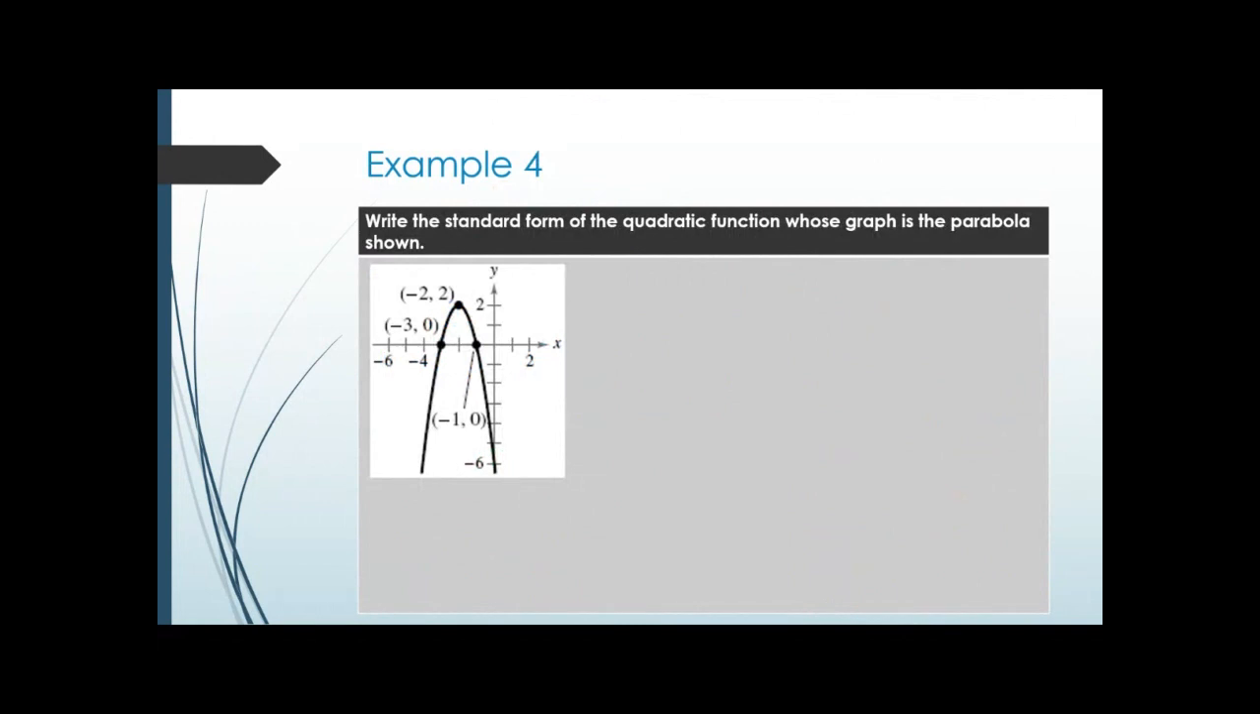All right. Next example, and this time you're given the graph and now you are writing the equation. And it says to write the standard form of the quadratic function whose graph is the parabola shown. And there are two different ways to do this. You can do this based off of the vertex, or you can do it off of the intercepts. And so that's why I chose this one, because there's two different ways that you can do it.